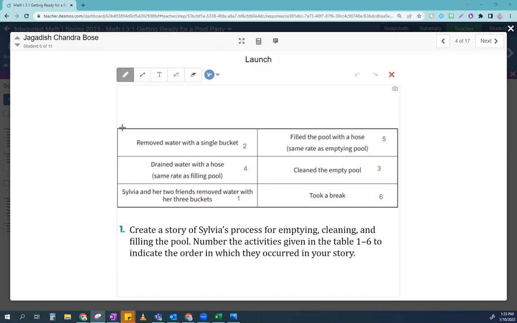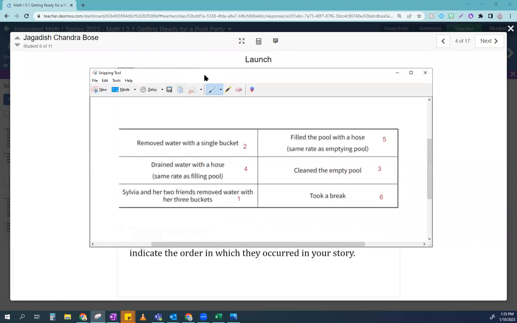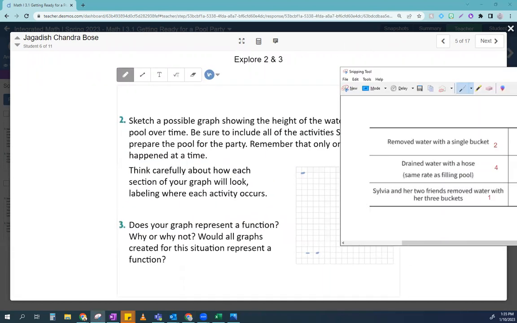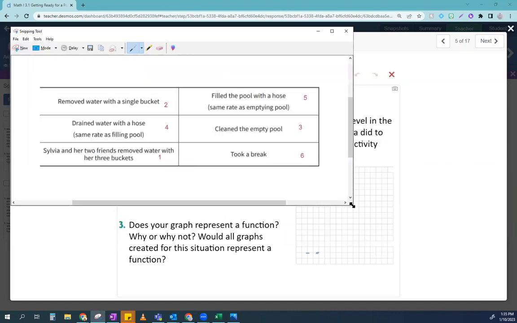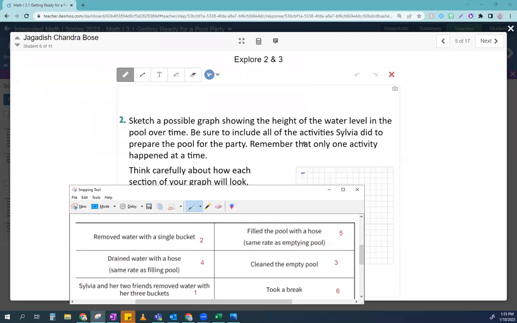I'm going to snip this so I don't have to keep going back and forth. So let me put that here and we hit next. Okay. So it's to sketch a possible graph showing the height of the water level over time. Be sure to include all these activities and remember that only one activity happened at a time. Think carefully how each part of your graph will look.